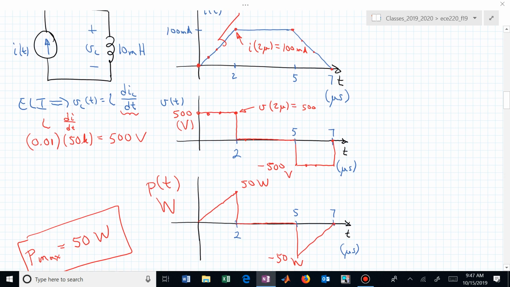You need to be comfortable with those concepts, and then you could find energy if you wanted to, and your homework assignment will walk you through those steps. You'll now have current, voltage, power, and then energy. You can integrate the area under your power function or waveform to obtain the energy.